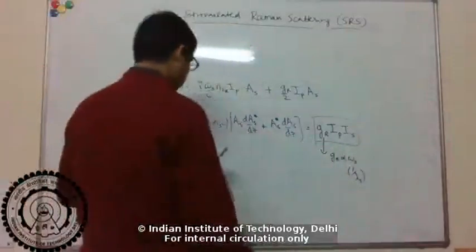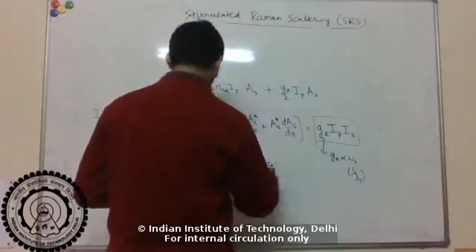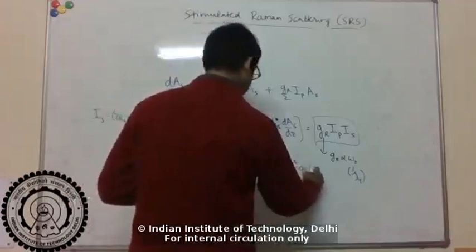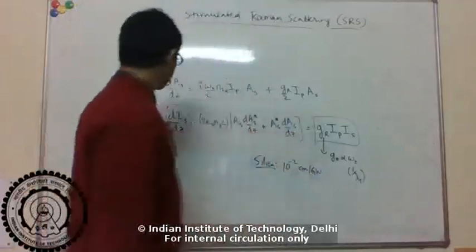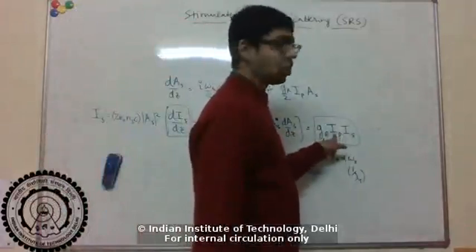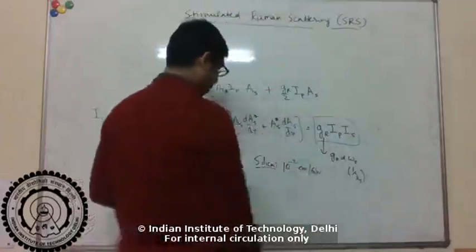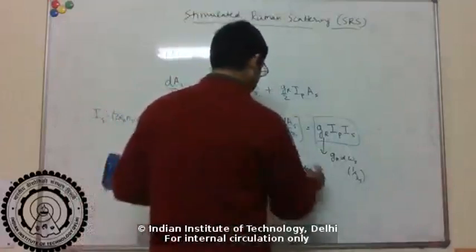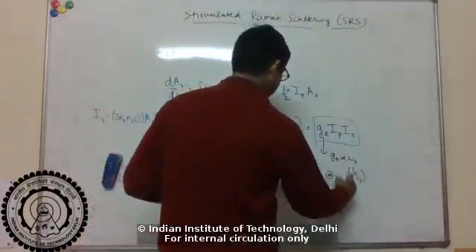So we can look at some representative values. For silica glass, for example optical fibers, this value is about 10 to the minus 2 centimeter per gigawatt. The units of G are meter per watt, because you have dIs by dz here, which means the coefficient of Is is per meter, and we know that I is watt per meter squared, so this is meter per watt. It's usually represented in centimeter per gigawatt to have reasonable units here. So this is GR. Silica is about 10 to the minus 2 at a wavelength of about 1 micron.